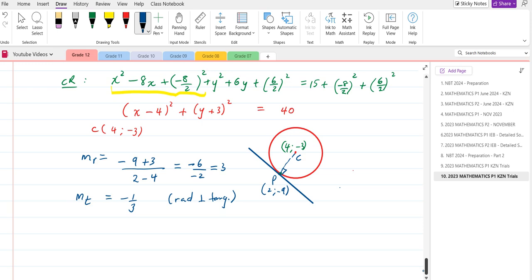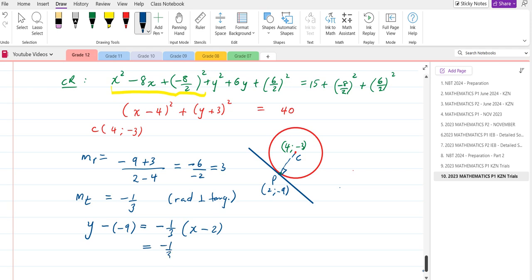Now we can substitute the point P in here. So I'm using this formula: y minus y1. What is y1? Negative 9, right? Is equal to m into x minus x1, x minus 2. Right, so now we're going to open these brackets up.